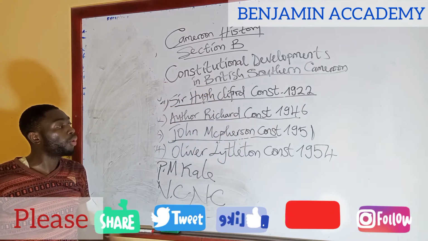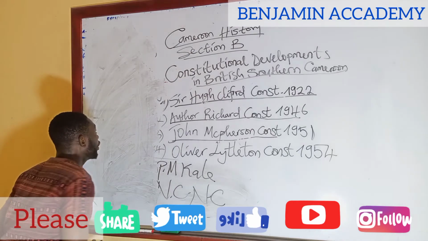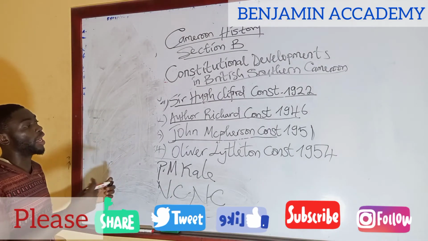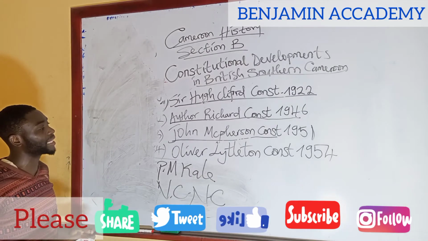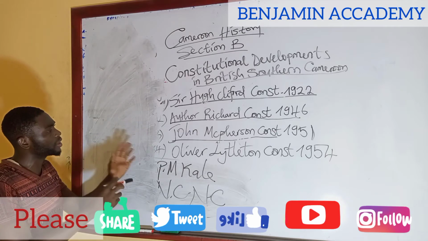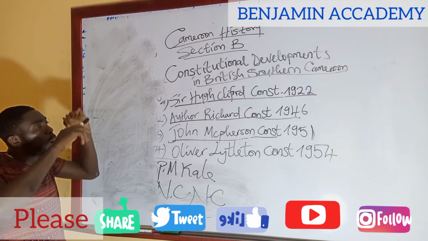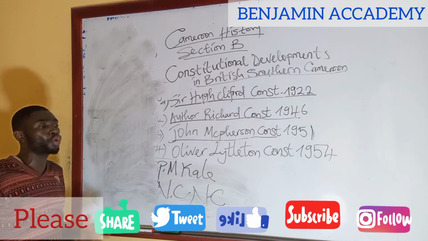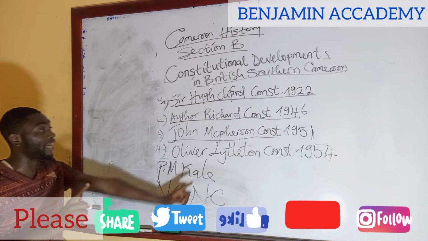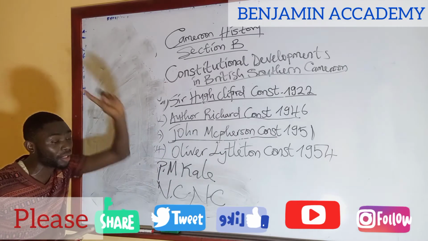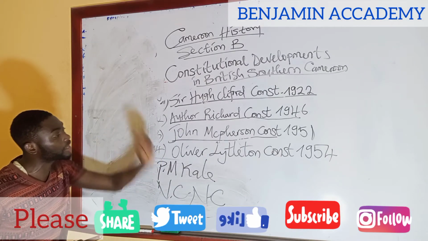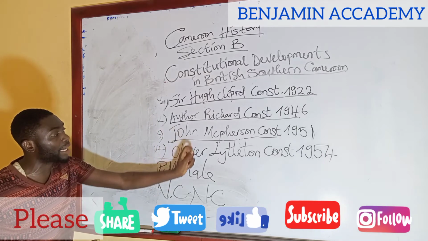Let's look at how the McPherson Constitution was implemented, or the terms of the McPherson Constitution, especially how they affected Southern Cameroon. Now, the first thing they did under the McPherson Constitution was that the Constitution confirmed that Southern Cameroon should still be attached as part of the Eastern Region of Nigeria, as it was stipulated under the Richard Constitution. So, the Constitution did not give a separate region to British Southern Cameroon.